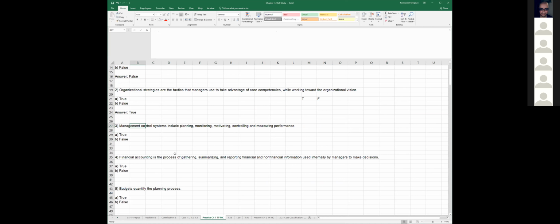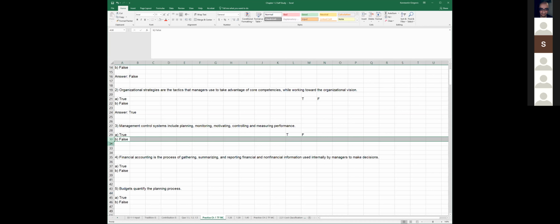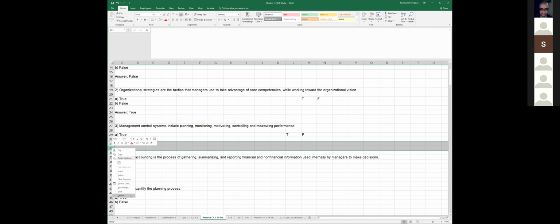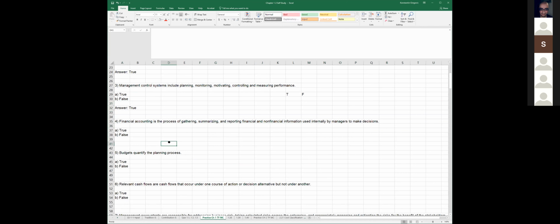Management control systems include planning, monitoring, motivating, controlling, and measuring performance. True or false? Yes, pretty sure it's true. Let's unhide. It is true. Good. Financial accounting is a process of gathering, summarizing, and reporting financial and non-financial information.